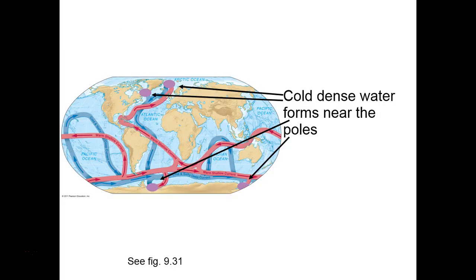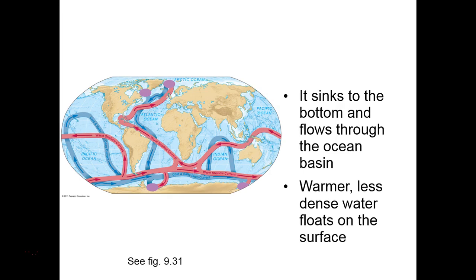Okay, so we have cold water that forms in Antarctica and also in Greenland. Now, the time that it forms is usually in the winter time when it's the coldest, and also ice is forming and therefore making the water saltier. So both of those factors make the water more dense. Okay, that water that then gets very dense sinks to the bottom and flows through the world's ocean basins. Okay, whereas warmer water near the equator is going to float on the surface of the water.